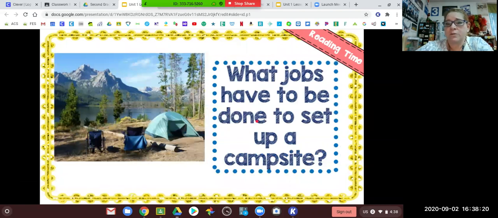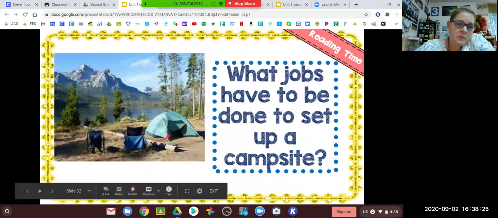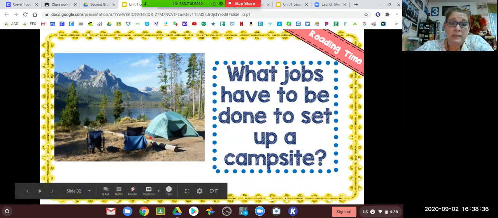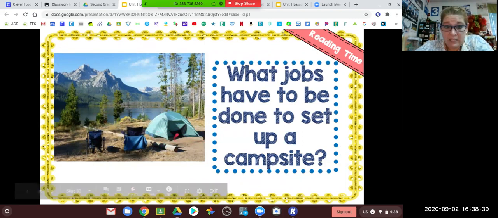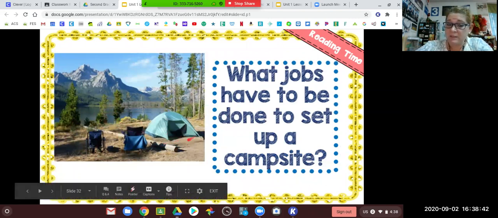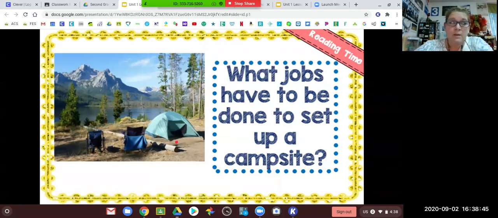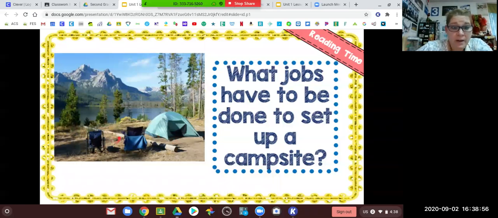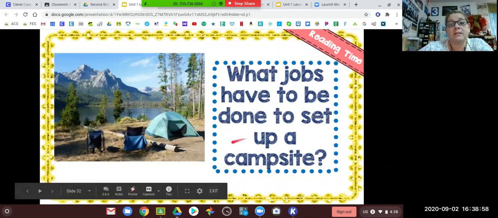What jobs do you think have to be done in order to set up a campsite? Just by looking at this picture, what kind of jobs do you think they would need? Someone obviously needs to put the tent together and set it up. Someone needs to maybe clean all the dead leaves and the twigs from underneath the tent, so you don't have to sleep on them. Maybe somebody needs to set up the cot or the sleeping bags. Someone needs to set up the chairs. Somebody needs to gather wood for the fire, maybe make a fire pit. Those are some jobs that have to be done to set up the campsite.